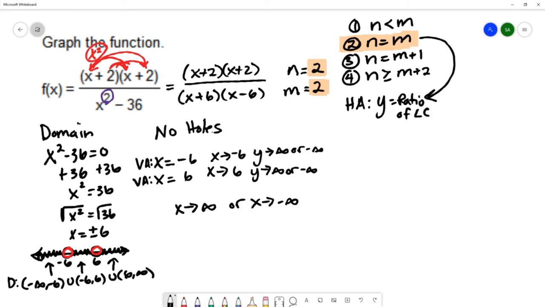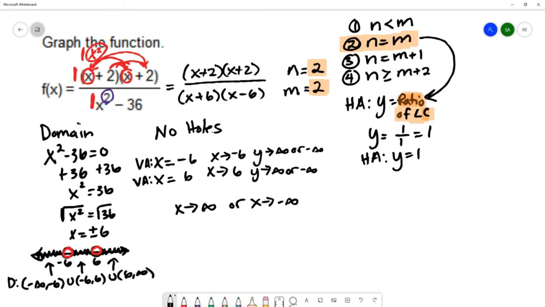So we're almost there in finding the horizontal asymptote. We just need to know what is the ratio of the leading coefficients. So the leading coefficient for the numerator will be 1, because when we multiply x times x, we get x squared, and that coefficient will be a 1. And the leading coefficient from the denominator is 1. And so we're going to do the ratio of those leading coefficients, and we have our horizontal asymptote being the line y equals 1.